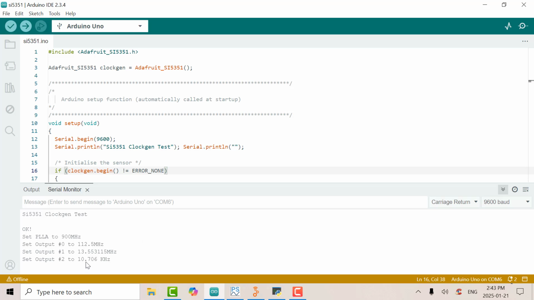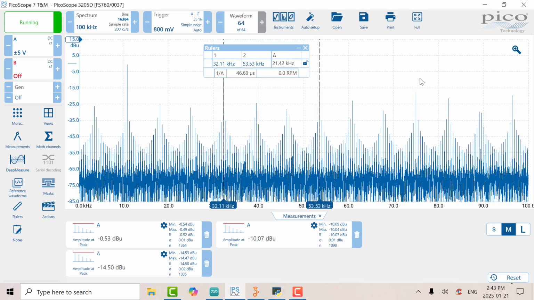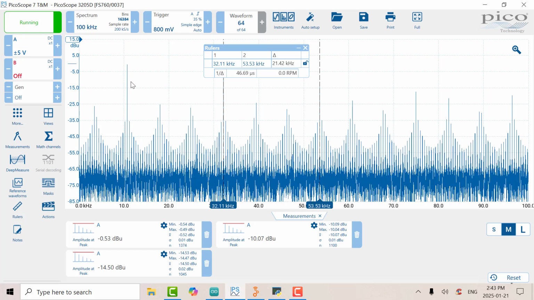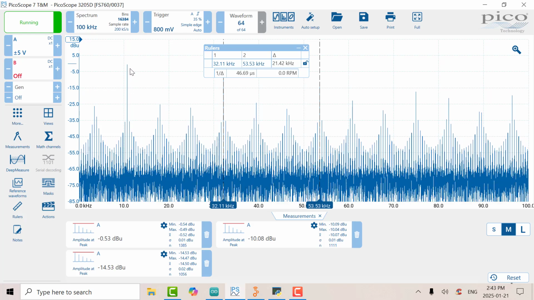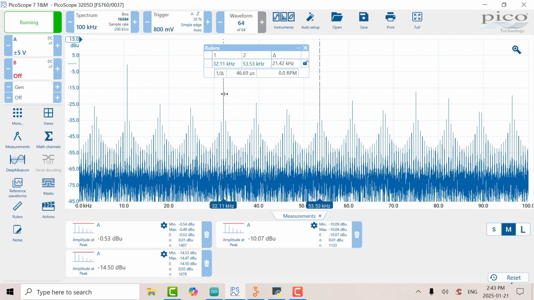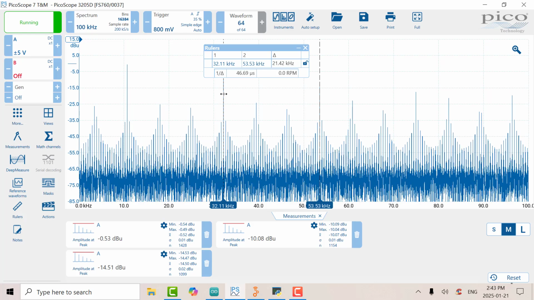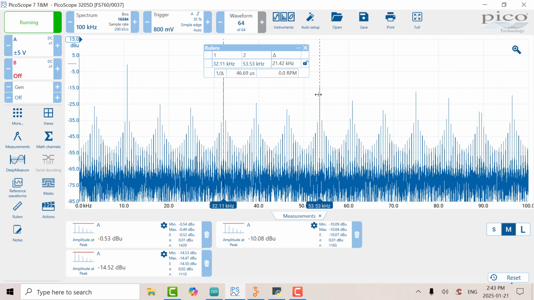So I've got this connected to channel 1 on the PicoScope. So let's go over to the PicoScope, the digital scope, and there's my spectrum there. So there's our primary component at around 10 kilohertz, and there's my third component there at around 30 kilohertz, and there's my fifth component.